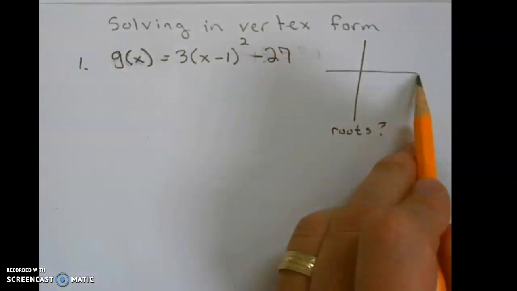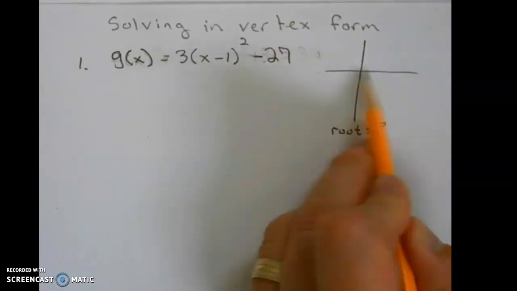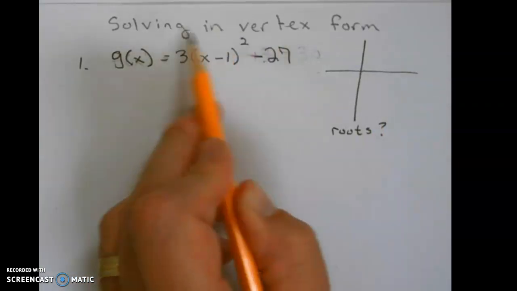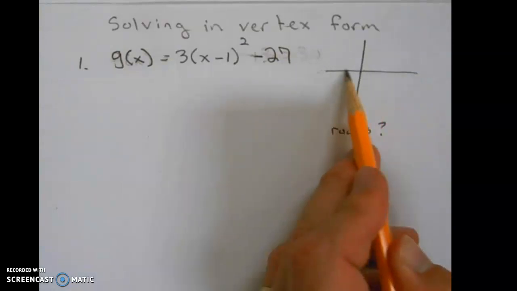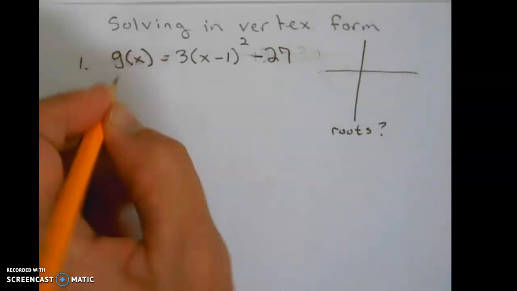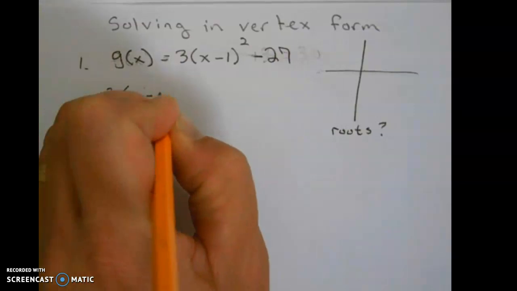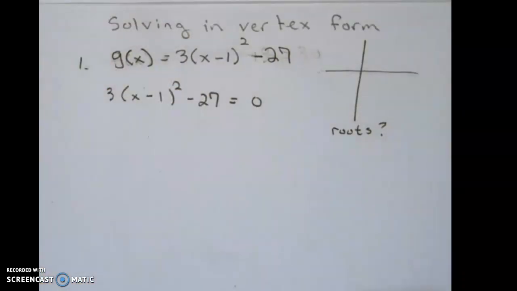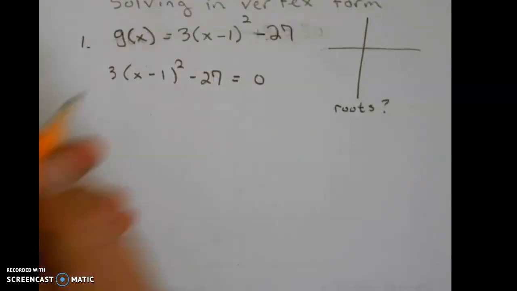Okay? So since the roots are on the x-axis, we need to set y equal to 0. So that's why we set the equation equal to 0, because that is where the roots are located, on the x-axis. Okay, so we're going to make this into a 0. So I'm going to switch the equation around. I just prefer to go this direction. You don't have to. And we're going to go ahead and solve.